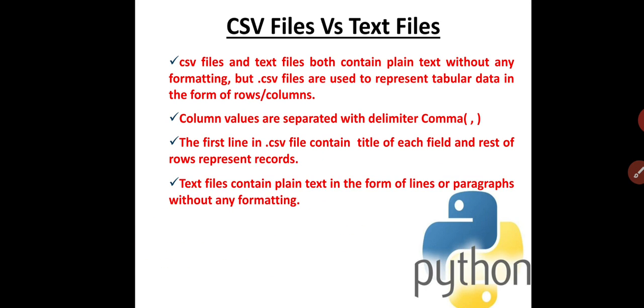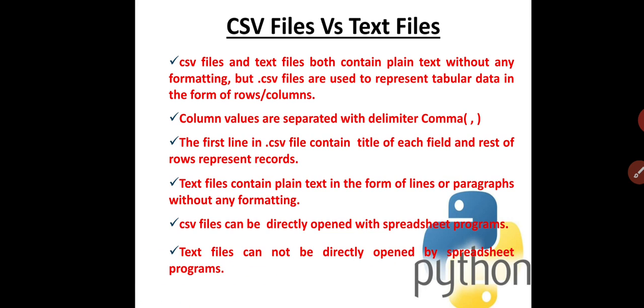Text files contain plain text in the form of lines or paragraphs. On the other hand, if you compare, a CSV file and a text file both contain plain text without any formatting, but a CSV file contains text in the form of comma separated values, or in the form of rows and columns, and a text file contains data in the form of lines or paragraphs. So this is the difference. CSV files can be directly opened with the help of spreadsheet programs, but text files we cannot directly open with spreadsheet programs.